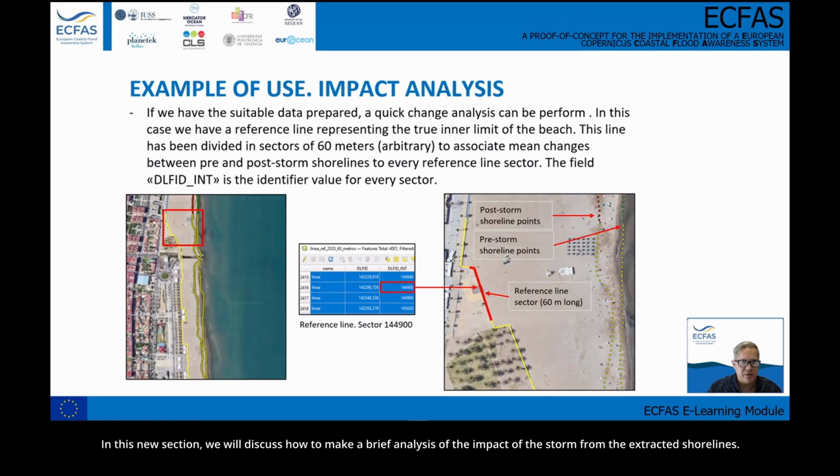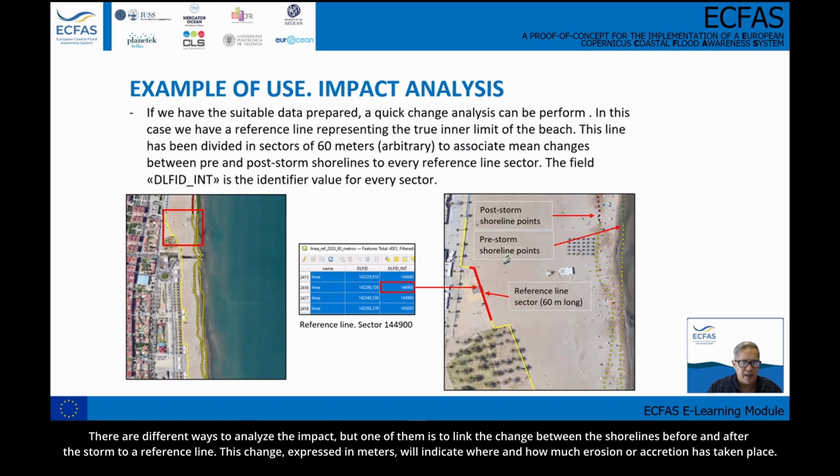In this new section, we will discuss how to make a brief analysis of the impact of the storm from the extracted shorelines. There are different ways to analyze the impact, but one of them is to link the change between the shorelines before and after the storm to a reference line. This change, expressed in meters, will indicate where and how much erosion or accretion has taken place.